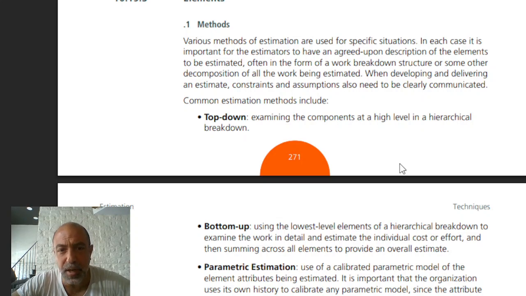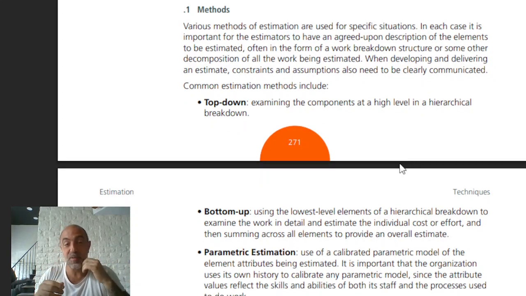So when developing and delivering an estimate, constraints and assumptions also need to be clearly communicated, right? What are our constraints? What are we assuming? And from there, we all work within that realm.